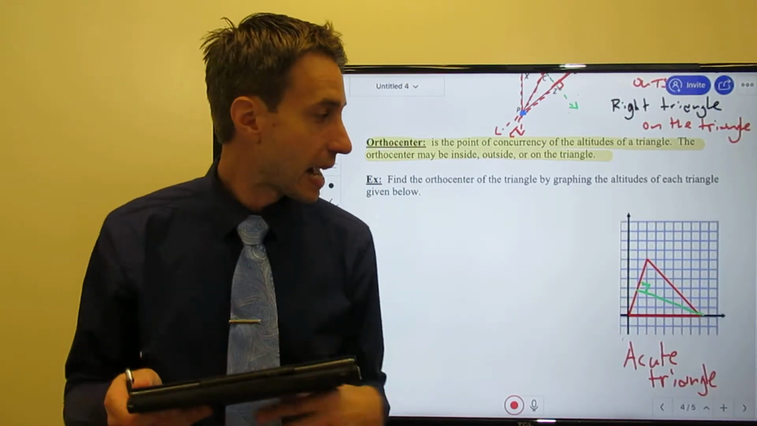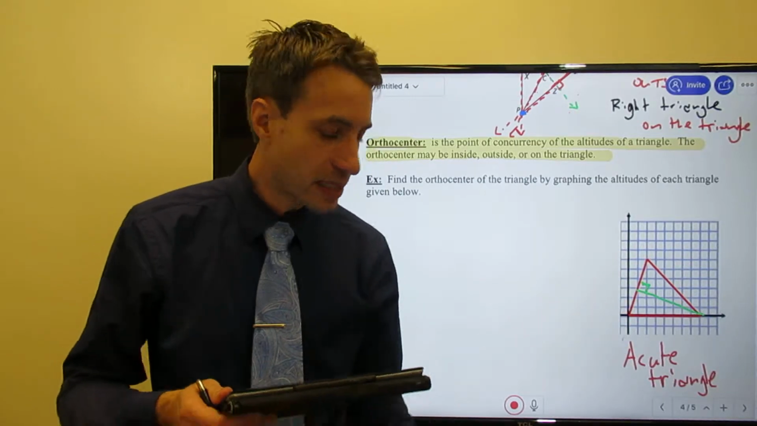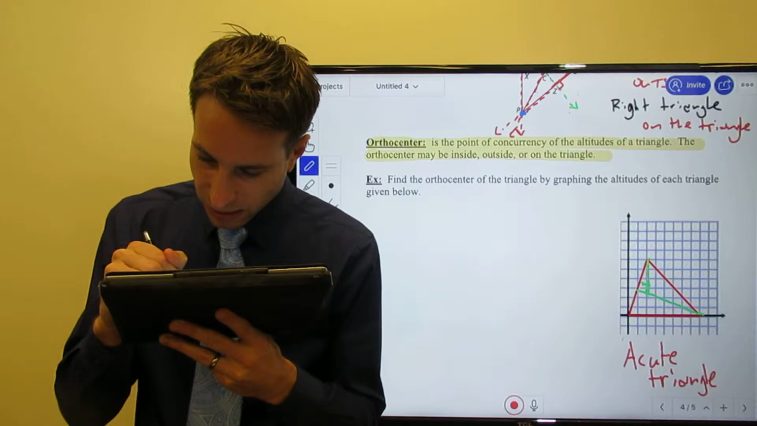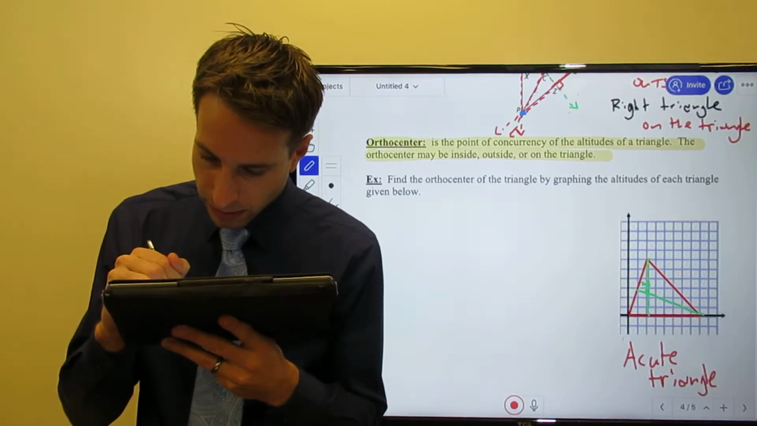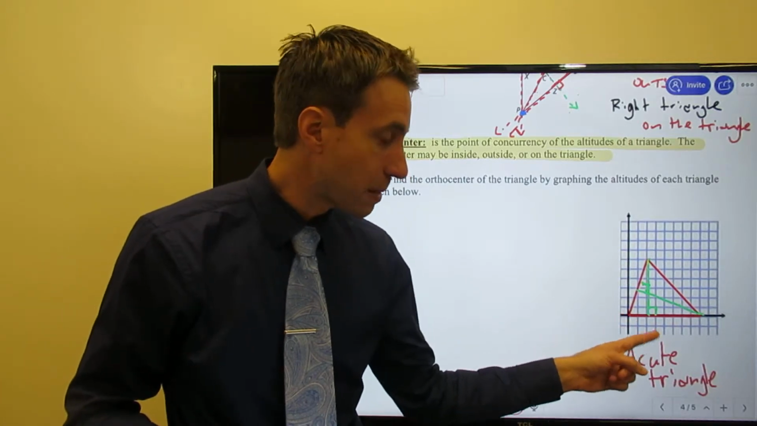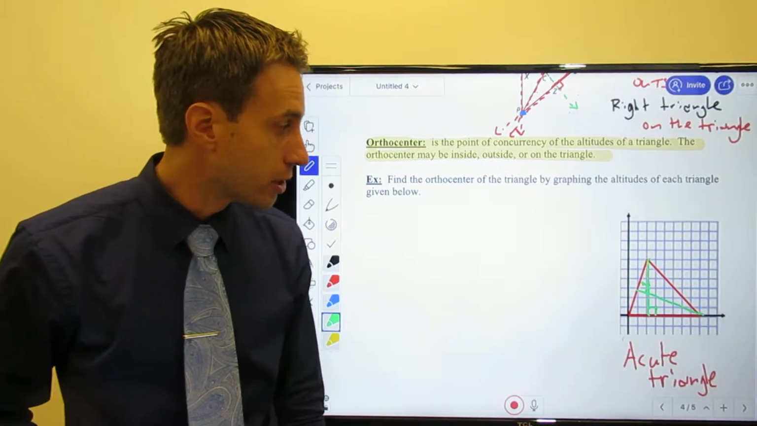Let's see if I can do it again. Vertex to the opposite side. I need it to be perpendicular. Looks like it's going to run, yeah, right through there. Again, I feel really good about those guys being perpendicular. Looks pretty good to me.